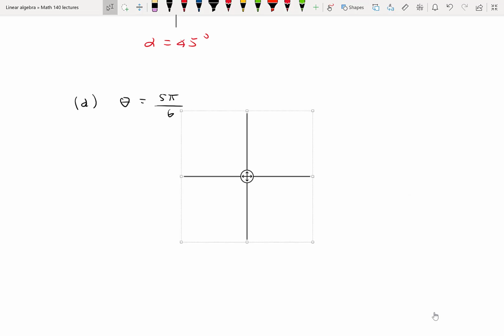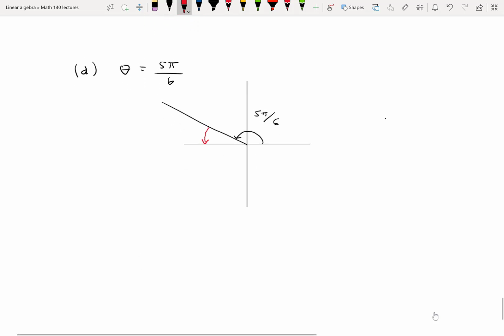This is probably going to be the only part in the course where working with radians is actually easier than working in degrees. Here's 5 pi over 6. And the reference angle is this little guy in here. What's that angle? It's pi over 6. It's easy to find reference angles for angles that have denominators of 3, 4, or 6.